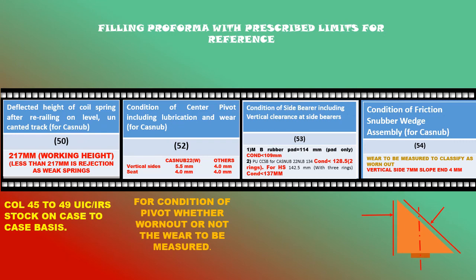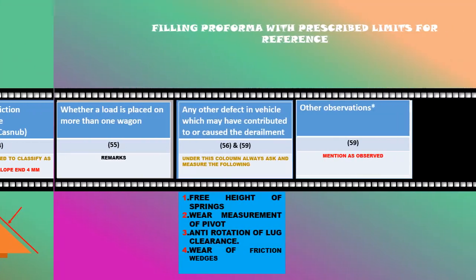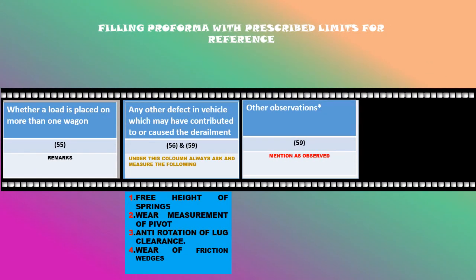Let's move on to the next. Column 55: whether a load is placed on more than one wagon. If any long item is placed in open wagons and that overhangs on another wagon, this is for that purpose.